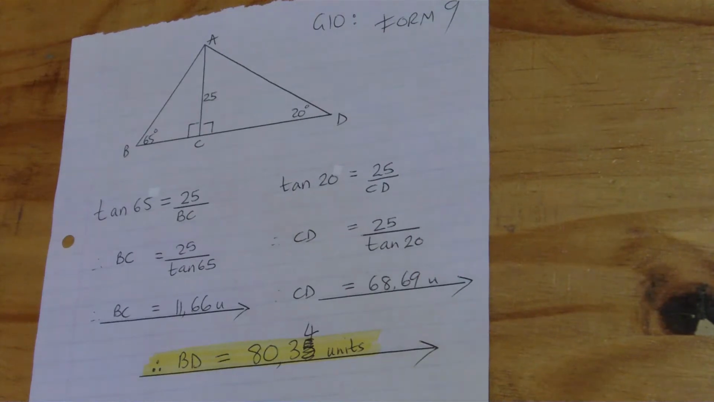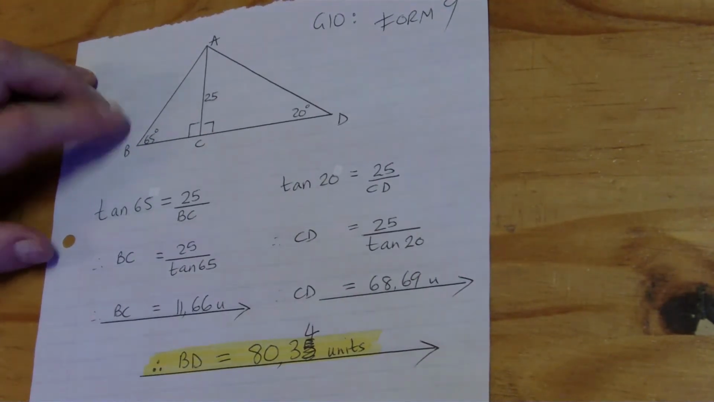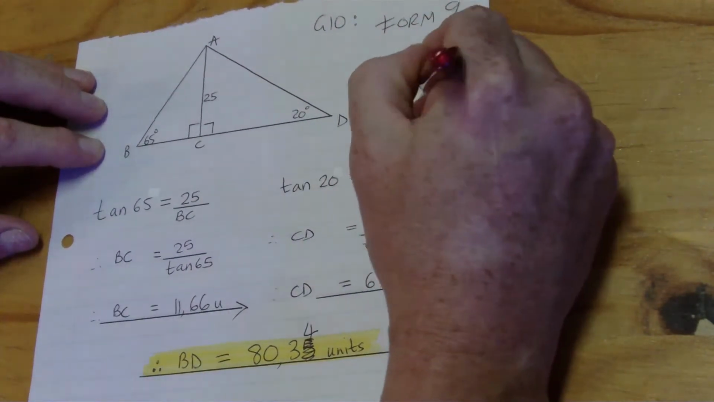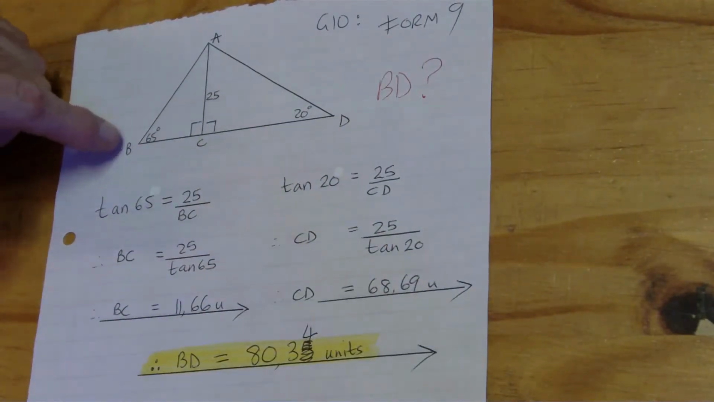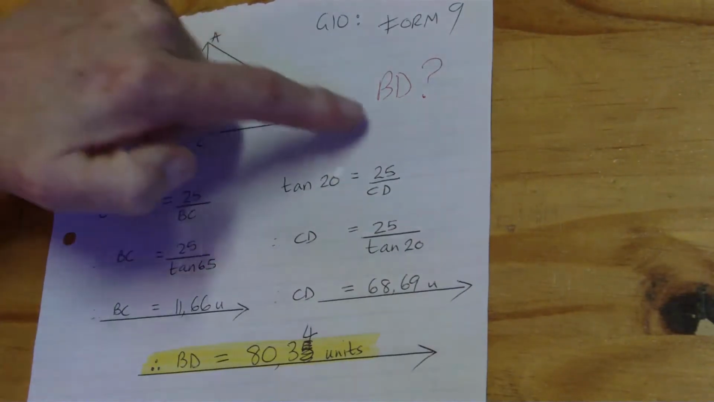Okay, this is the question from Form 9. They gave you that picture and they're looking for the length of BD. They want to know how long is BD, this whole thing here. Okay, so BD is a side in this big triangle, okay?